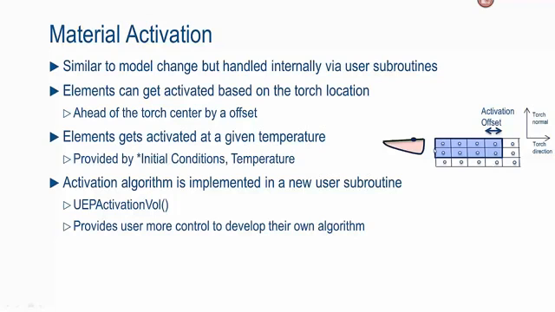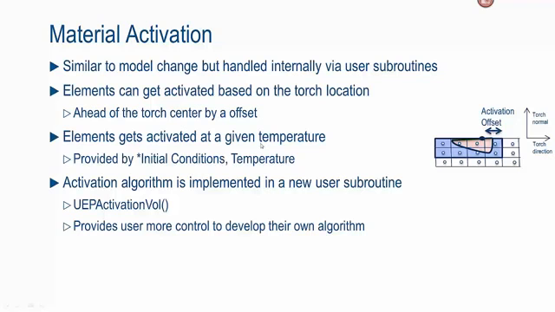The user can also specify an activation offset. So as you can see from this little animation, if the torch center is here, based on the activation offset, that determines the extent of material that gets activated in the analysis.